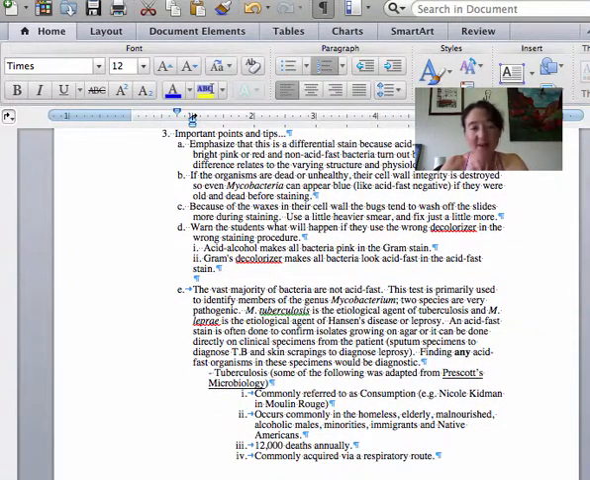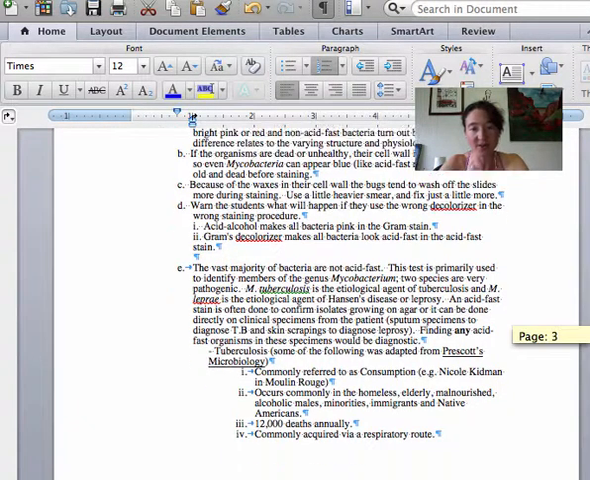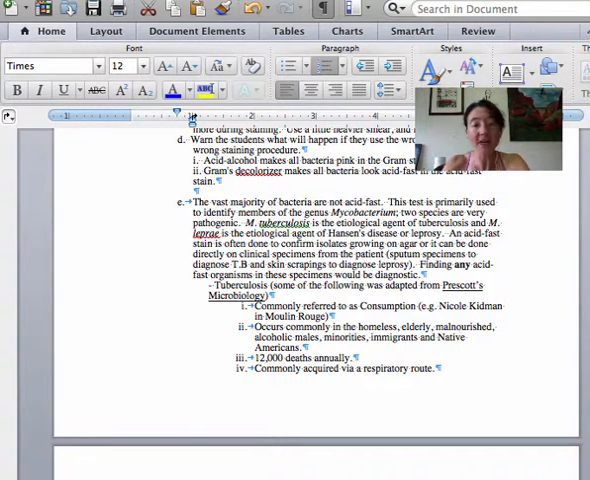For example, the history of consumption and just even now the current issues with tuberculosis is something that you might add and interlace into your discussion on mycobacterium and the acid-fast stain. Please do remind the students that they need to perform both a gram stain and an acid-fast stain on their unknowns. So it's a big staining day, another big staining day for them.